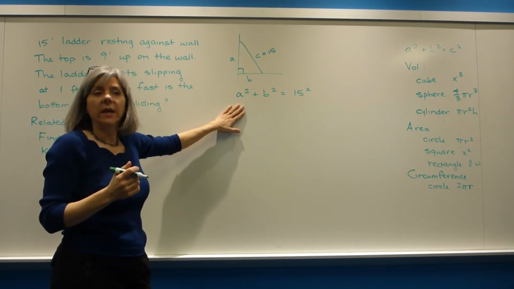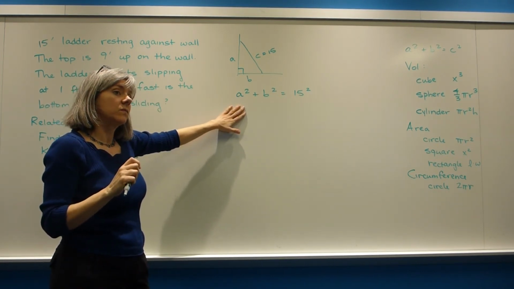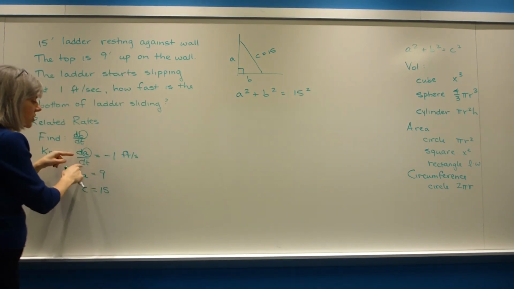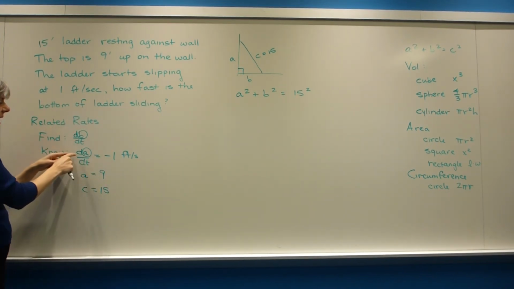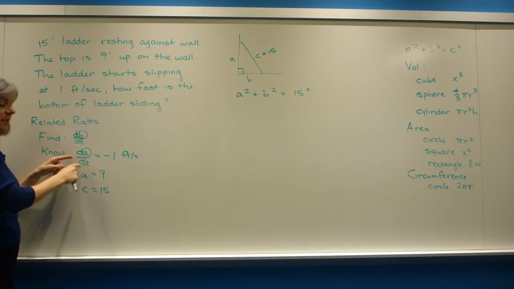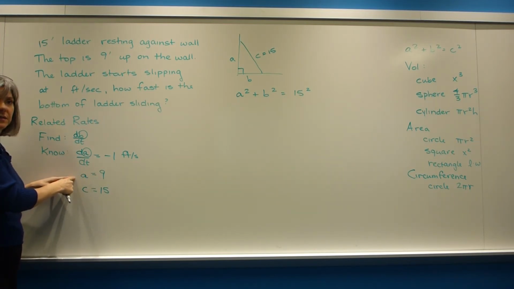Okay, so, yes? A squared be 9 squared? No, because it's changing. And this is the difficult part about related rates. I want to know what dA/dt is when it's 9 feet. The top is 9 feet in the air. If the top is 6 feet in the air, it's going to have a different rate. If the top is 1 foot in the air, it's going to have a different rate.